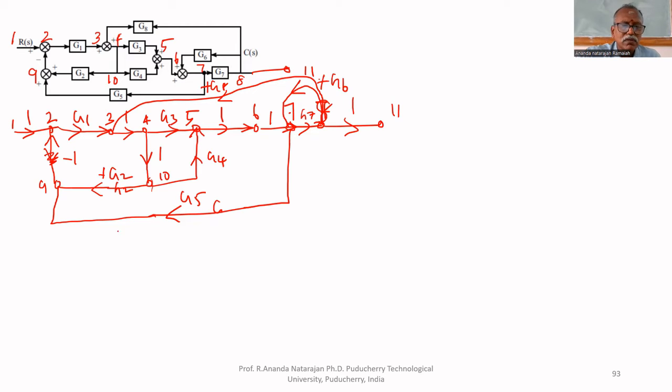So now, what are the forward paths? P1 equal to G1 G3 G7, plus another forward path. You can come this way, G3, G6. This is G6. Not 8 to 7.